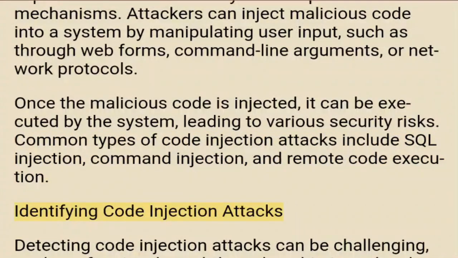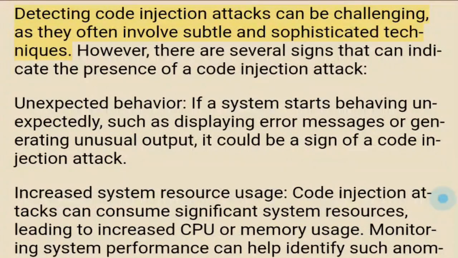Identifying code injection attacks. Detecting code injection attacks can be challenging, as they often involve subtle and sophisticated techniques. However, there are several signs that can indicate the presence of a code injection attack. Unexpected behavior. If a system starts behaving unexpectedly, such as displaying error messages or generating unusual output, it could be a sign of a code injection attack.